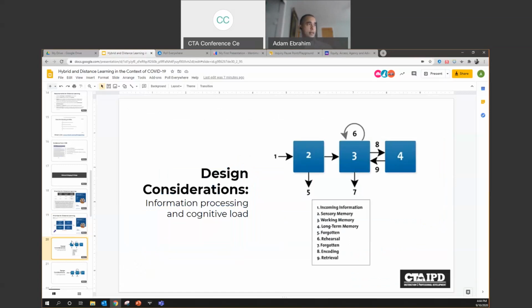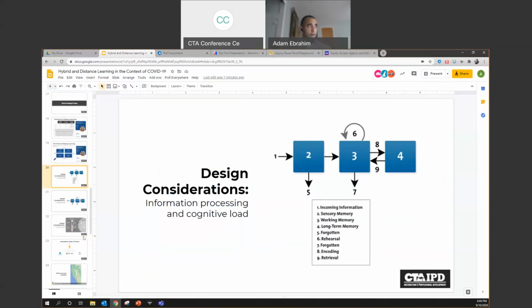Okay, let's talk a little bit about design. I'm just going to touch on this as more of a thing for further inquiry. We've talked a lot about universal design for learning in instruction and professional development, giving students multiple means of engagement, action and expression, and representation.